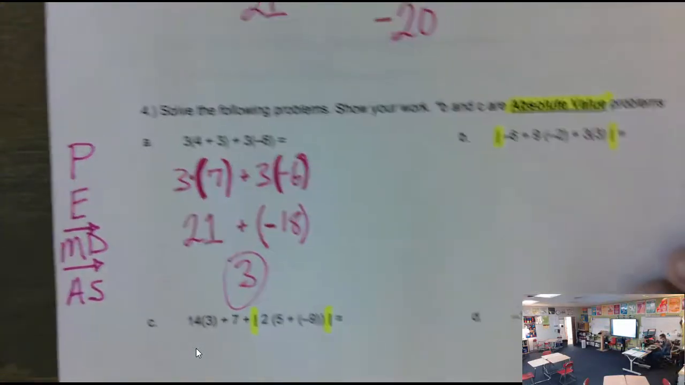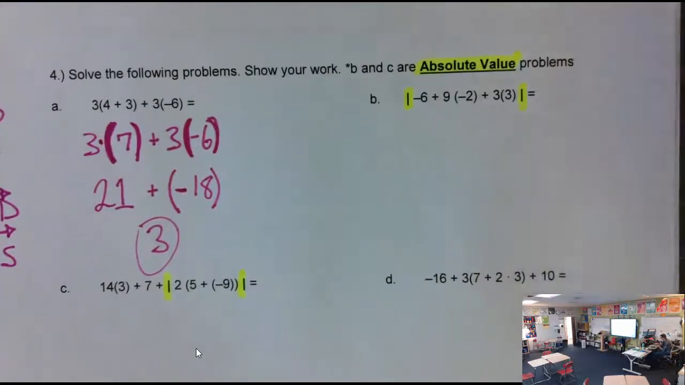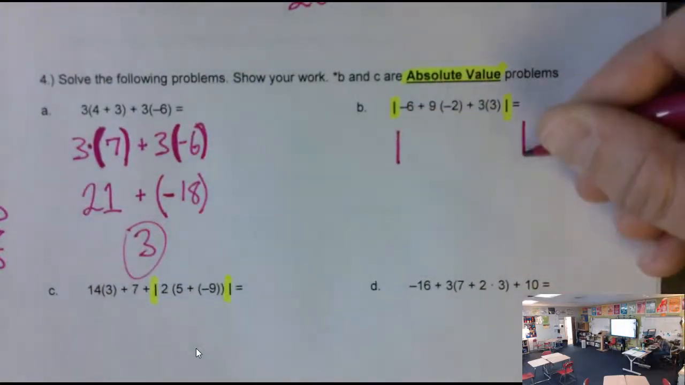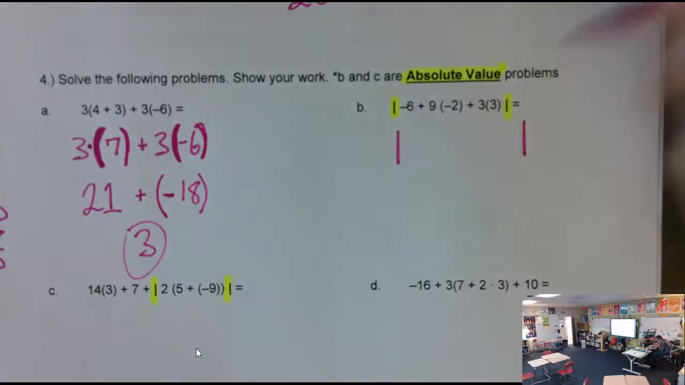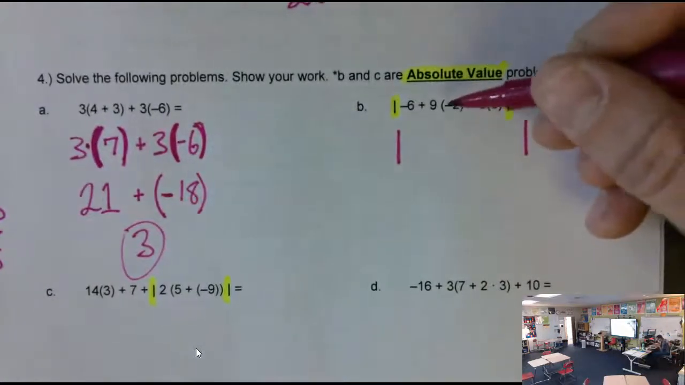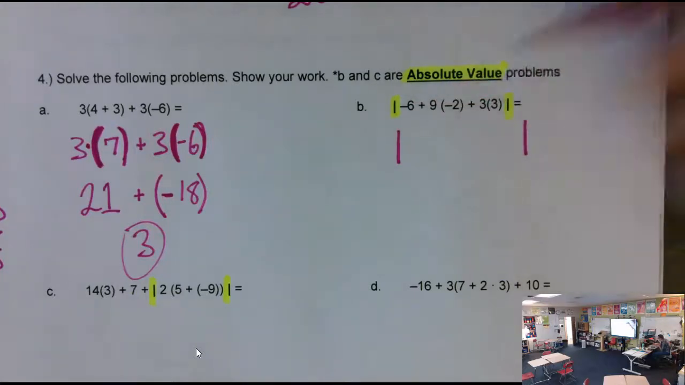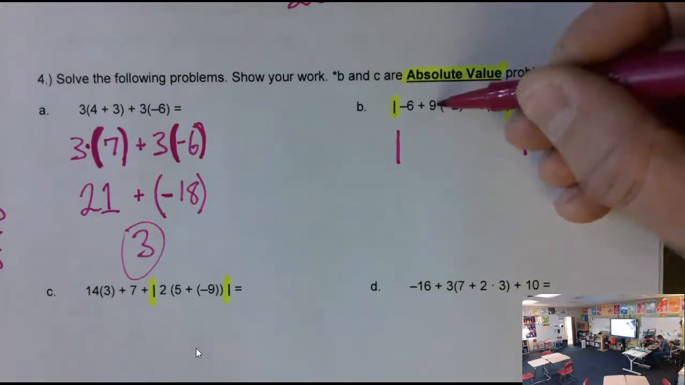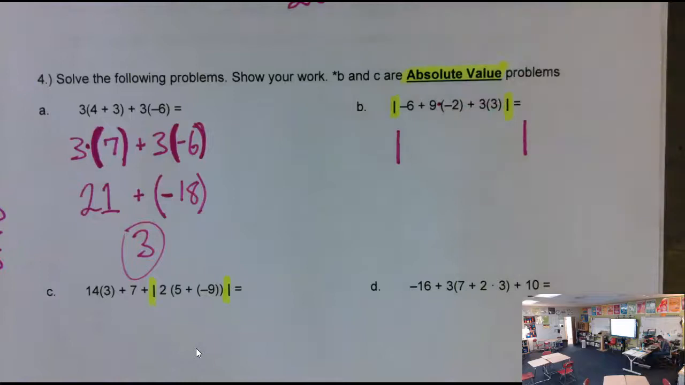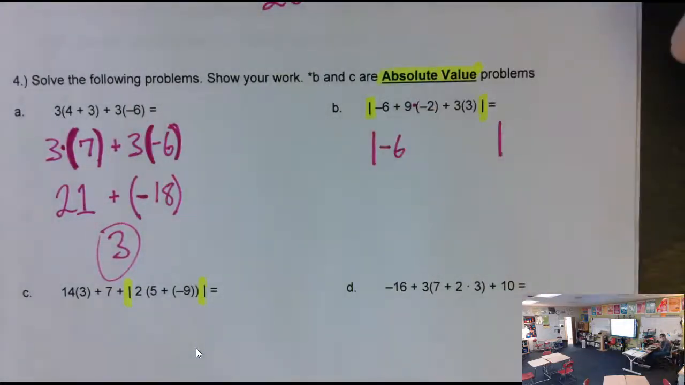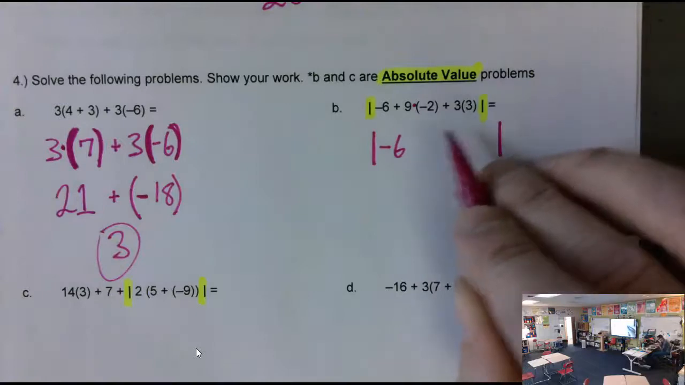B and C were tricky, so you guys should pay special attention here. The absolute values carry down all the way until the end. So, at first, I do not do negative 6 plus 9. Why? Because that 9 is involved in a multiplication. So negative 6 just drops down. Nothing has happened with it. It hasn't become positive. I do that at the end, after I put all these things together.